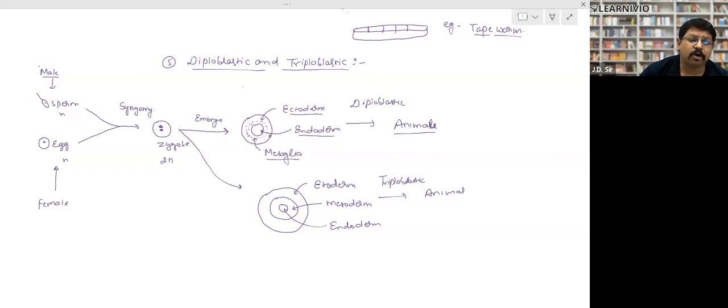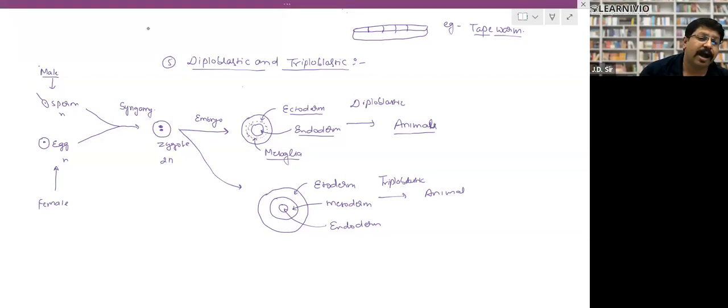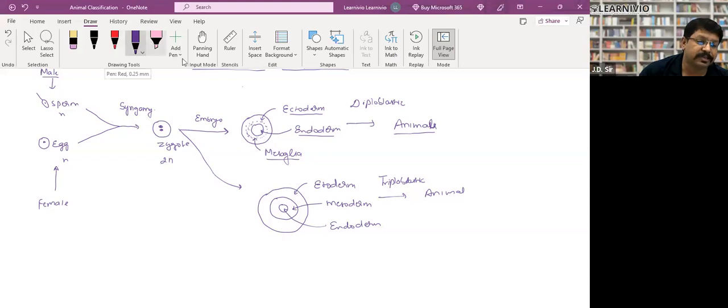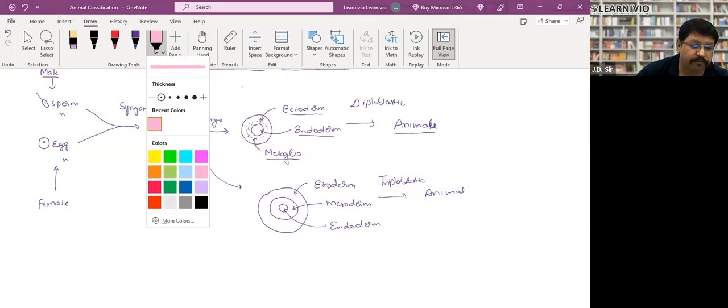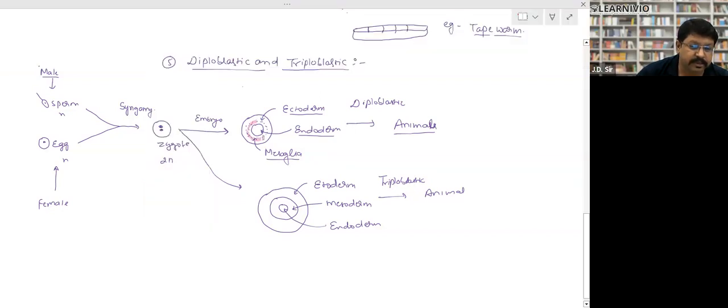If in the embryo there are only two layers, ectoderm as the external layer and endoderm as the internal layer, so the complete body of the animal is made up of only two layers, all the organs will develop from ectoderm and endoderm. There is no third layer. This kind of development is called diploblastic. Between ectoderm and endoderm, there will be a liquid layer which is made up of free cells. This layer, this layer, this layer.